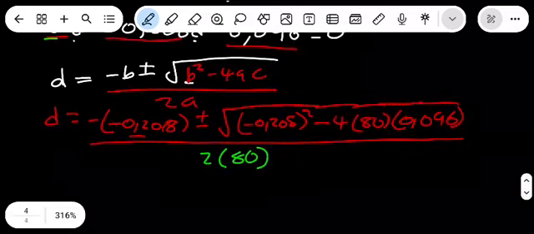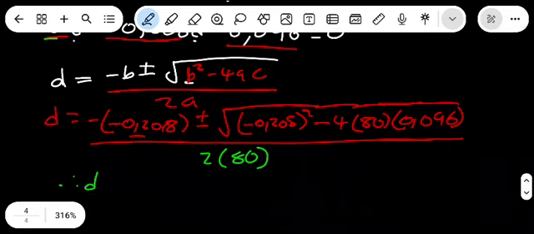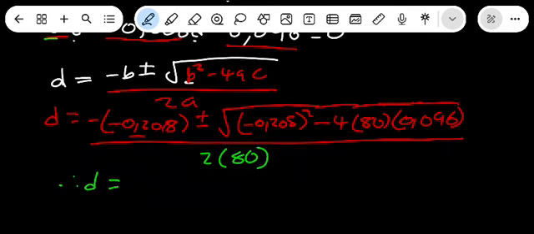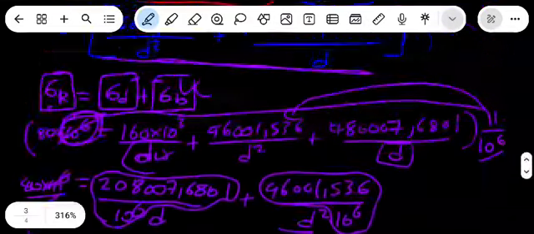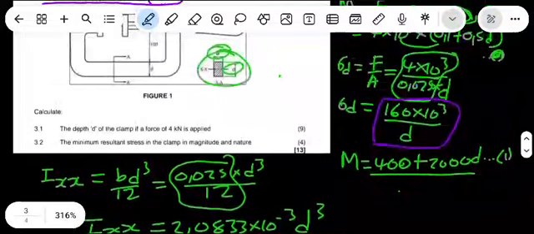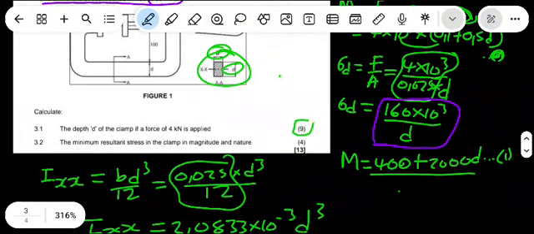Punching this on a calculator, leave the one that is negative and take the positive one, which will be 97.1 millimeter when I multiply by 1000. Okay, I have the depth, I just calculated it. All these steps that you're supposed to take are your 9 marks.